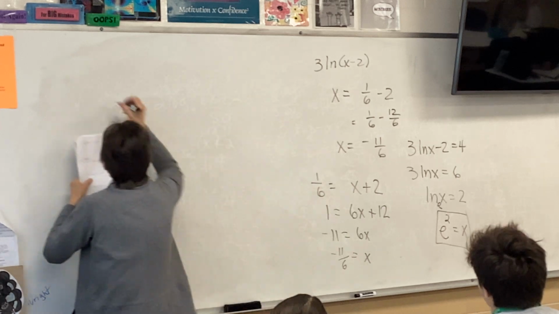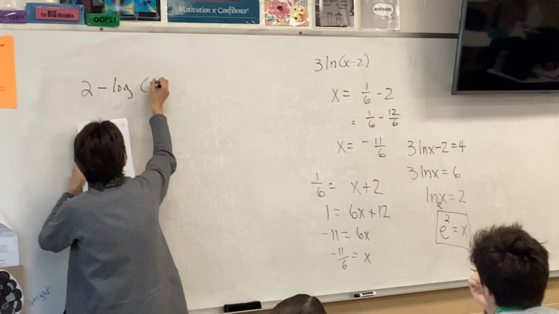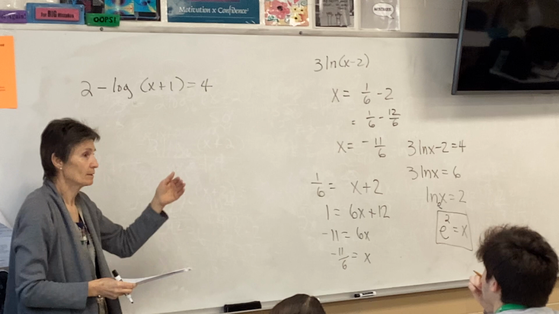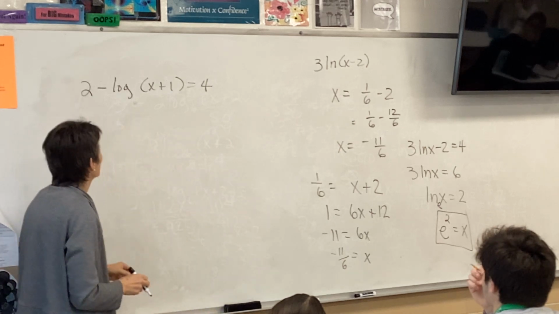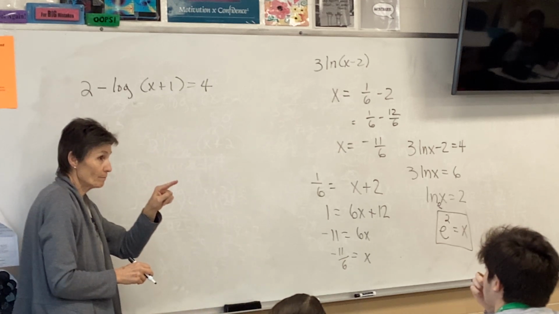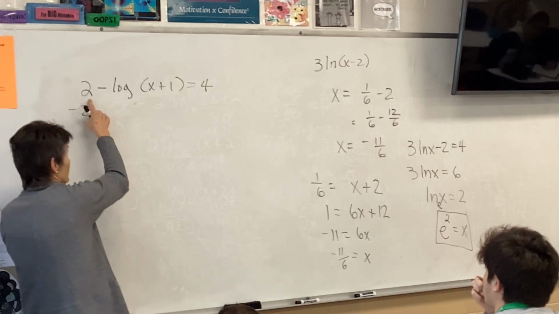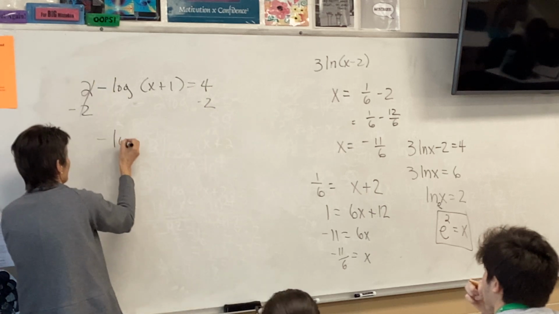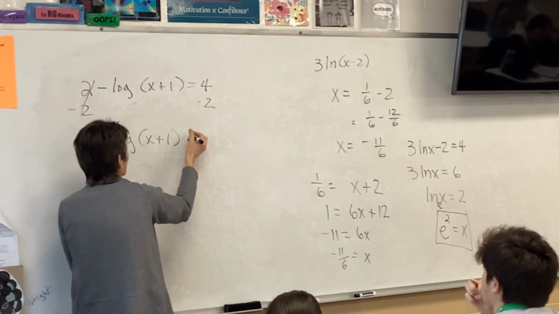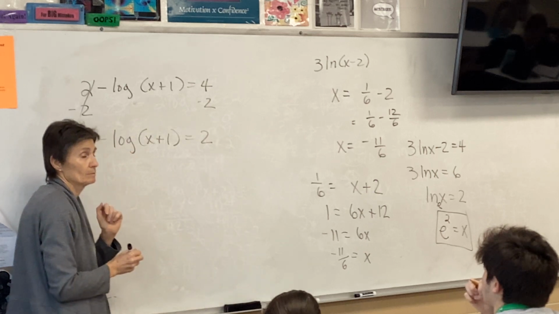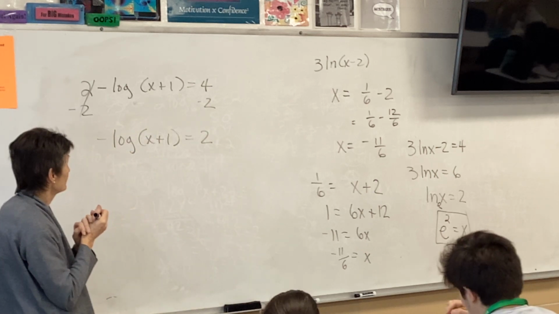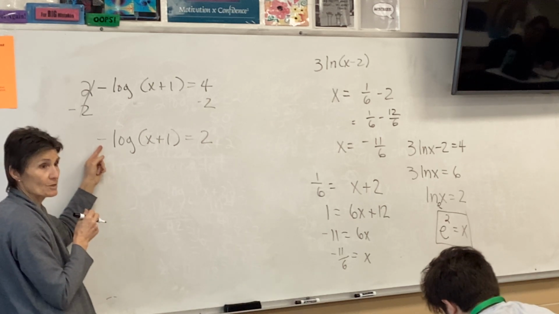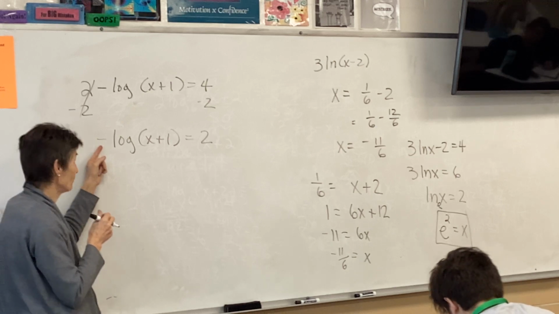All right. What now? Now look at it, think about the ones we've already done. We added 2 first. Subtract 2? Yeah, because we want to move this 2, so we're going to have to subtract it. So negative log x plus 1 equals 2. That's not good, right? So we're going to divide by negative 1.